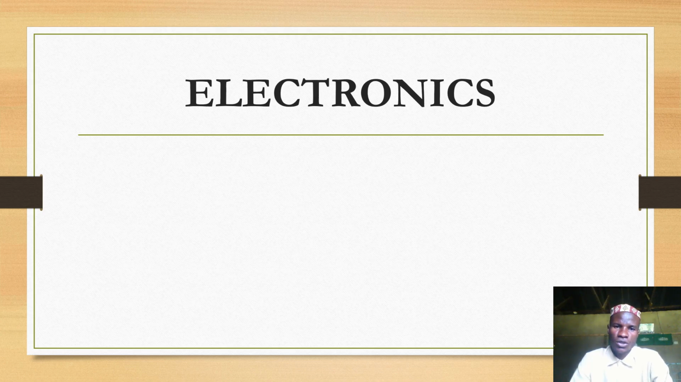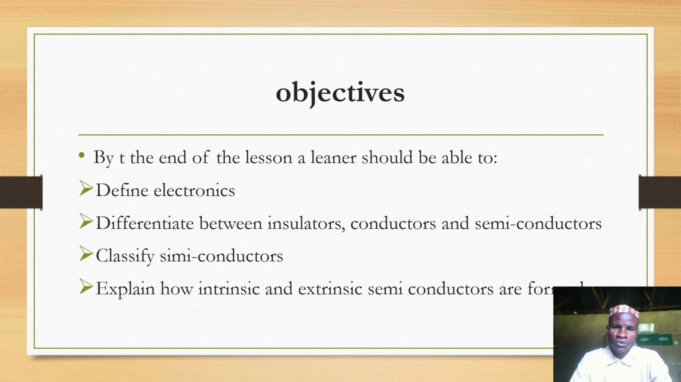Today we are going to talk about electronics. So the objective of our lesson will be to define electronics, differentiate between insulators, conductors and semiconductors. Number 3, classify semiconductors. And number 4, explain how intrinsic and extrinsic semiconductors are formed.